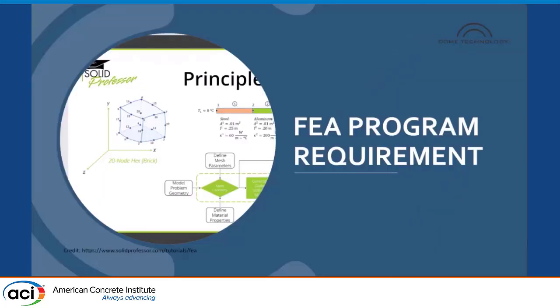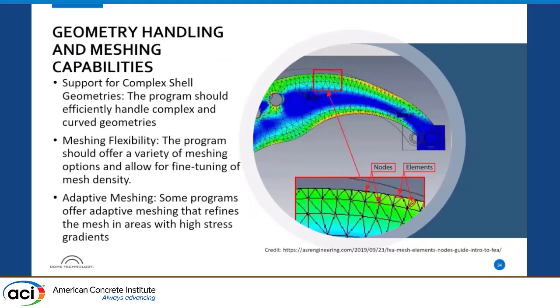Let's talk a little bit about some requirements, I don't know if I called them requirements, but some things to think about when we're talking about an FEA program. We need some way to support complex shell geometries. At the end of the day, we're just mapping a bunch of nodes on there. You can do that in Excel if need be.